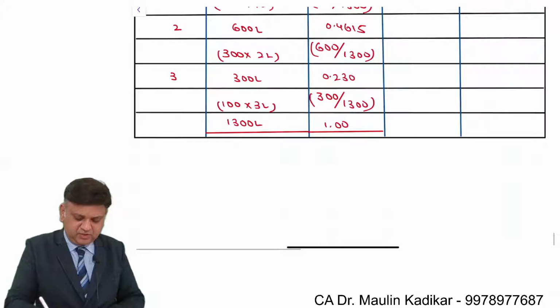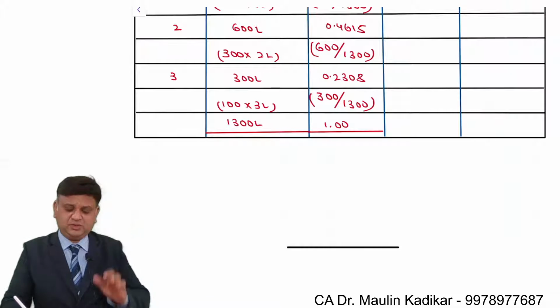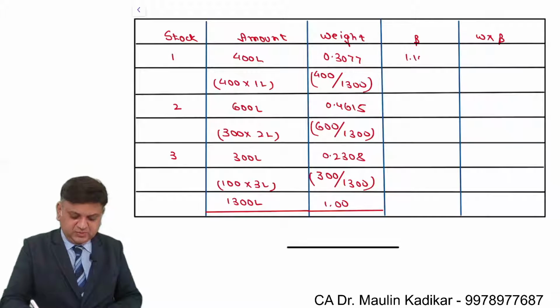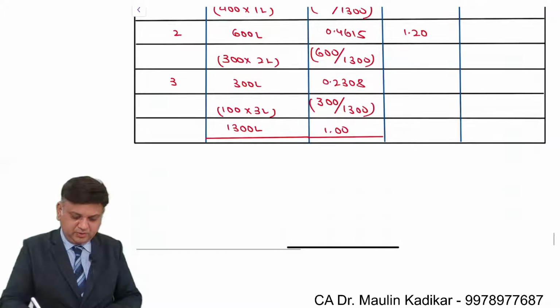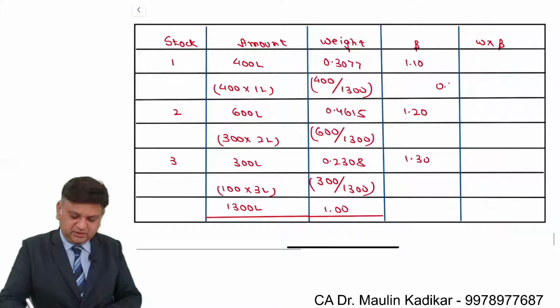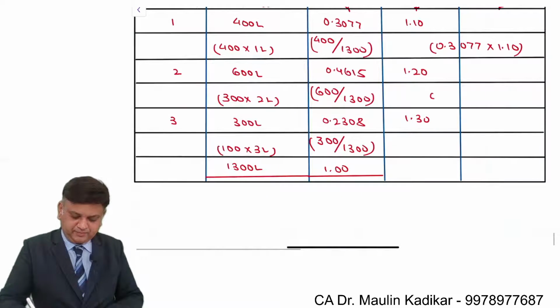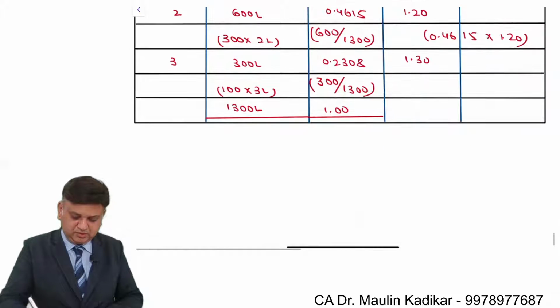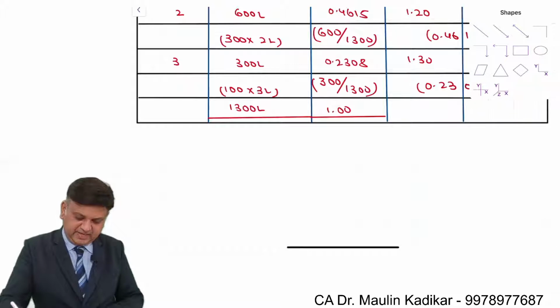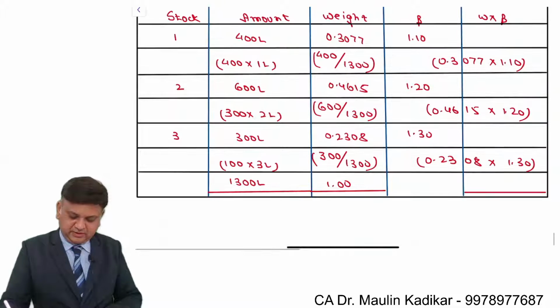अगर एक्चुअल कैलकुलेट करेंगे तो इससे मैच हो सकता है या तो मार्जिनल फर्क हो सकता है, बट वी हैव टू मेक श्योर दैट द टोटल इज 1. बीटा इज 1.1, 1.2 एंड 1.3. बस खत्म हो गया. सो 0.3077 into 1.10, 0.4615 into 1.20, 0.2308 into 1.30. ऐसा करके हमको बीटा ऑफ द पोर्टफोलियो कैलकुलेट करना है.